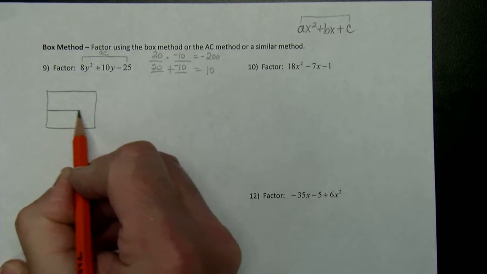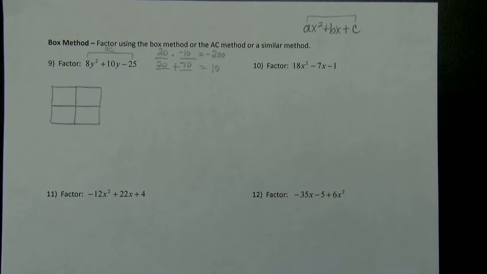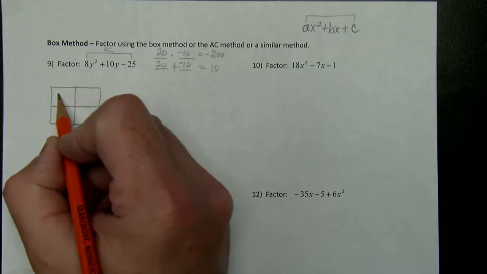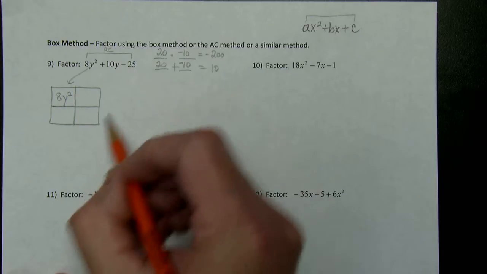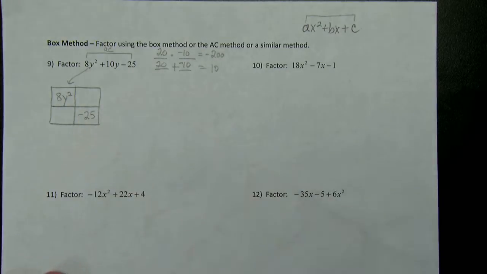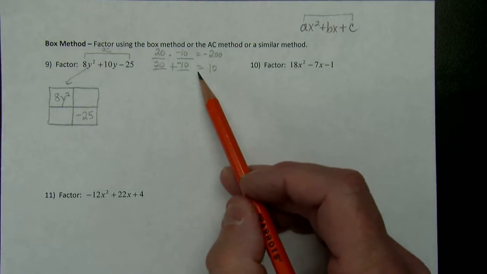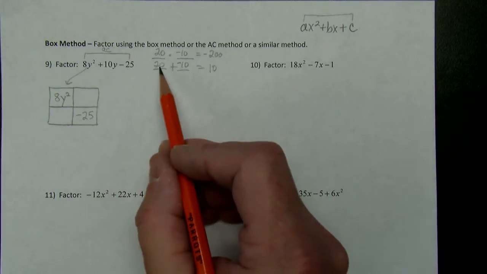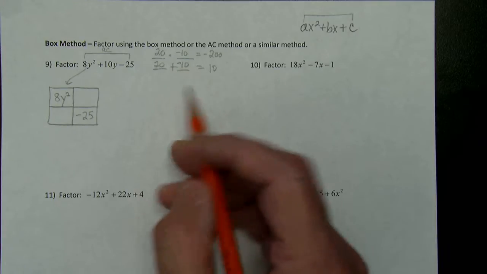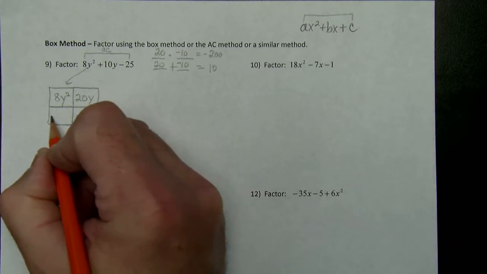So like I did with the box method multiplying, since they're both binomials, they both have two terms, so I make a 2 by 2 box. Then I put the first term, the whole term, into the upper left, and the last term goes down in the lower right, so minus 25. Now the two numbers that I just figured out, I put into the two other boxes, and those are going to be my y terms. So I've got 20y and negative 10y, and I can choose either box. I'm going to go 20y here and negative 10y here.